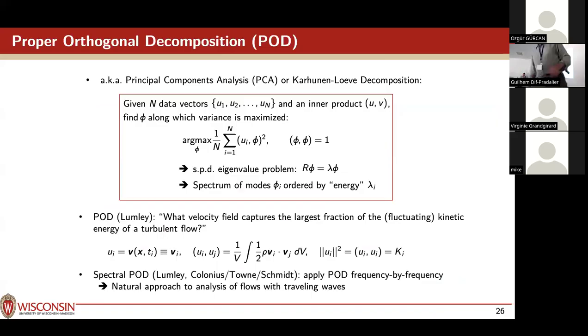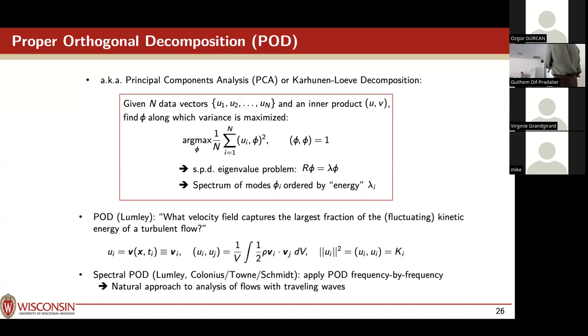So let me talk about POD, which many people here are probably familiar with. POD goes by many names. In the fluid dynamics community, John Lumley originated it by asking the question, what velocity field captures the largest fraction of the fluctuating kinetic energy in a turbulent flow? All right. In data science or statistics, there's principal components analysis, which is, given a data set, what's the direction along which the variance is largest? And variance in a turbulent flow is fluctuating kinetic energy. So PCA and POD are essentially the same thing.